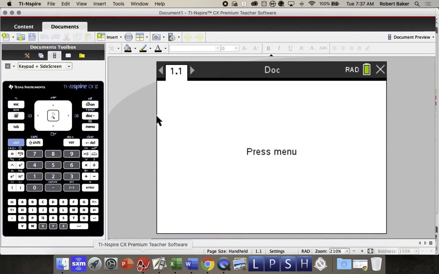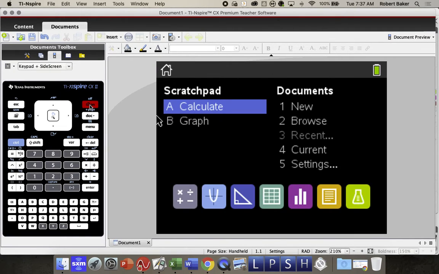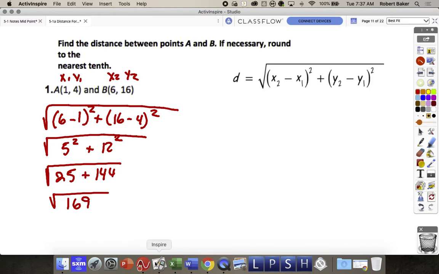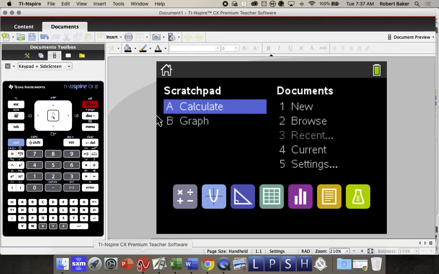You can check your calculator if you need to. I know the answer is 13. So 13 is the distance between those 2 points.